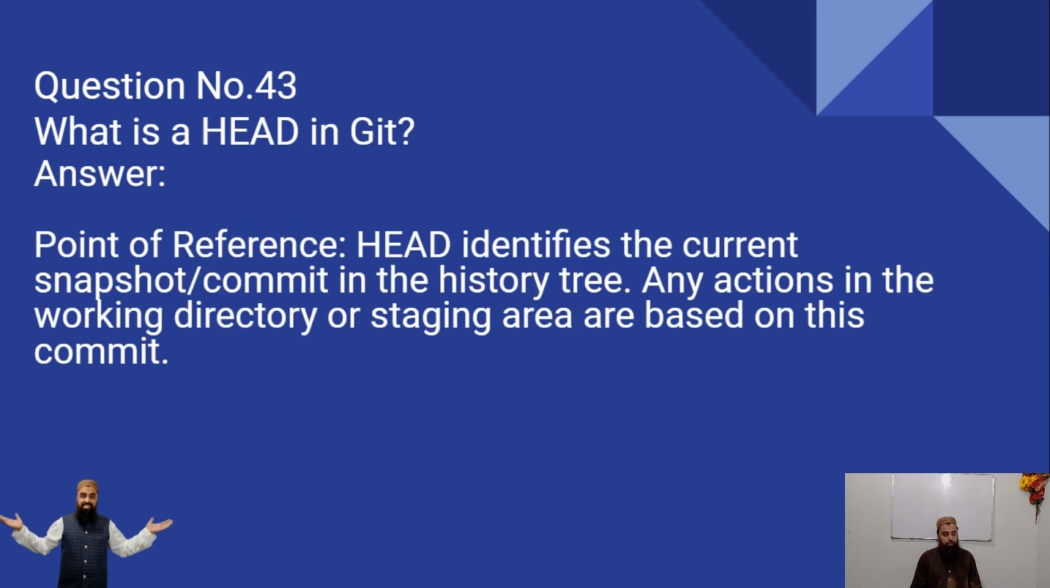Question number 43. What is a head in Git? Git head is the point of reference. It is a commit, and it identifies the current snapshot or commit in the history tree. Okay, where our pointer is pointed, which commit are we pointed at. That is head, and any actions in the working directory or staging area are based on this commit. The current commit is the head. Okay, that is the simplest definition.